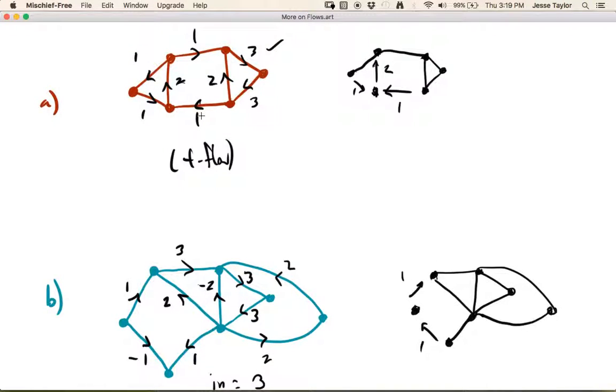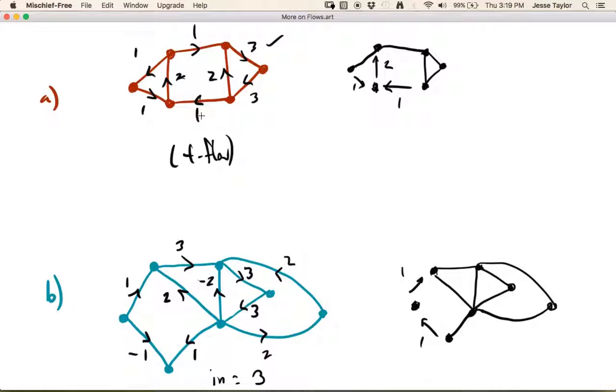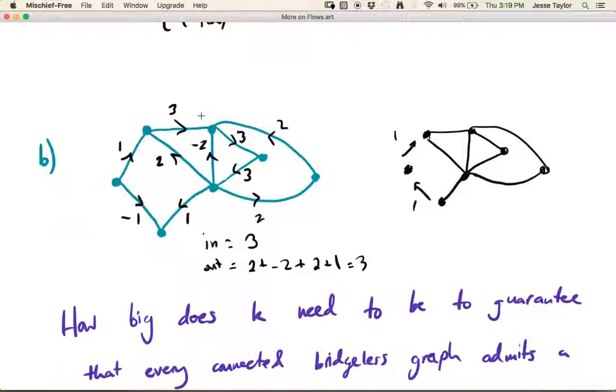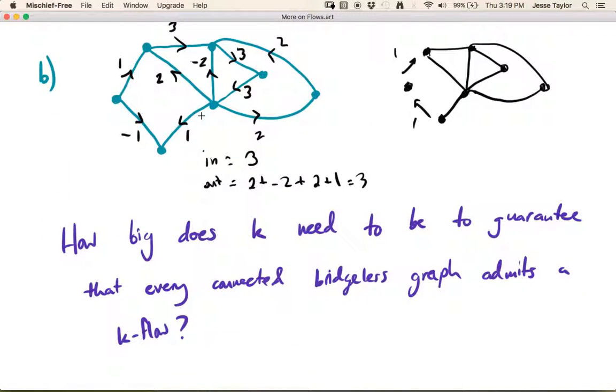So we want to think about what is the best possible K that we can say this graph definitely has a K flow. Or more generally, we want to think about the best possible K, meaning the smallest one, such that every single bridgeless graph has a K flow. So that's a problem that several people have worked on. So how big does K need to be to guarantee that every connected bridgeless graph admits a K flow? Right? We're not allowed to have bridges. We know that, right? If you have a bridge, it's got to have a 0. So this should be a nowhere 0 K flow. That's why we're insisting on no bridges.